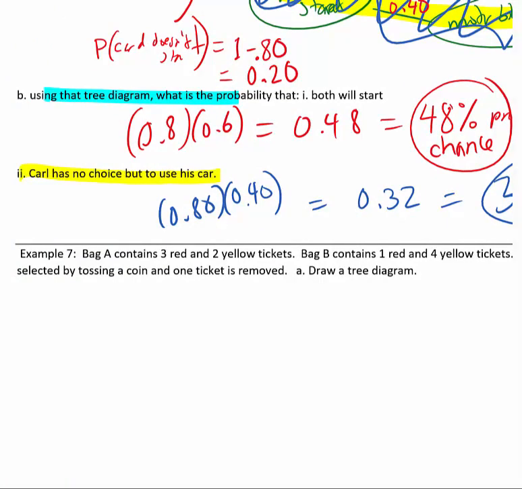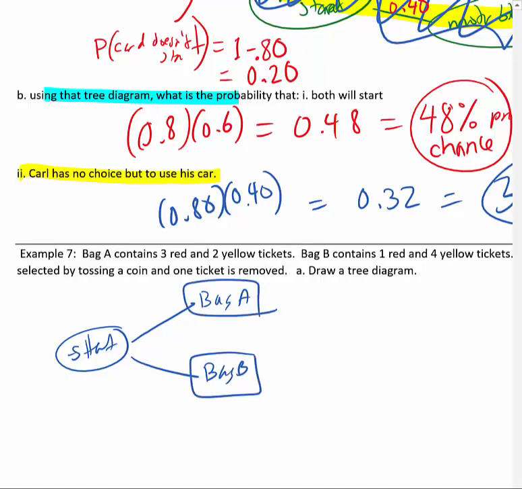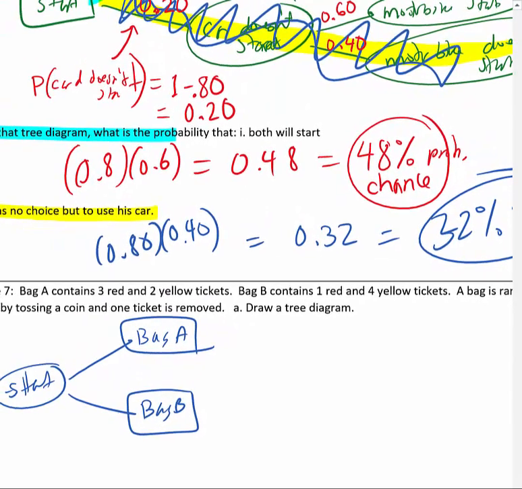Okay, so it sounds like there are 2 choices here. So I'm going to say start. You either choose bag A or bag B. I think that's your first choice. Alright, then from there, let's say you chose bag A. There are 3 red and 2 yellow, so you're either going to get a red ticket or a yellow ticket.